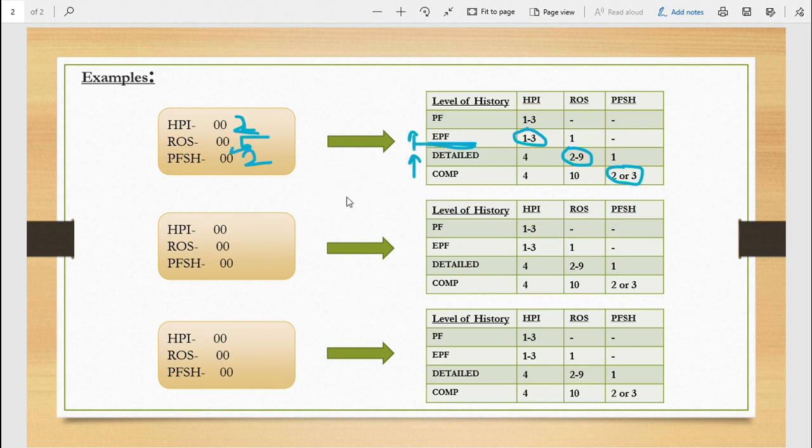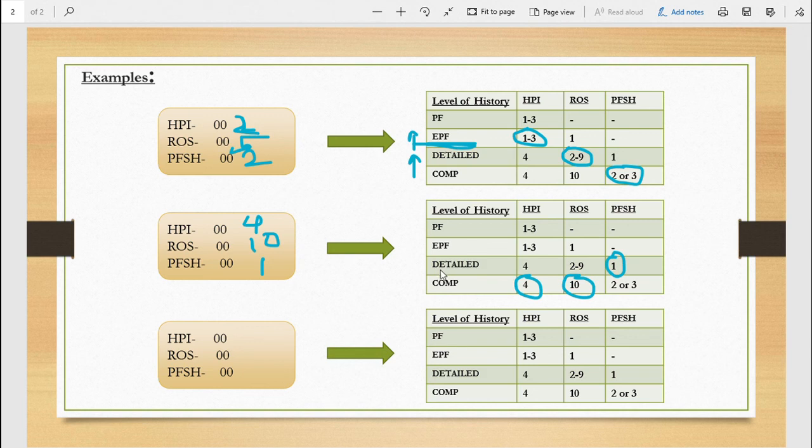In the second example, you can see HPI 4 points, ROS 10 points, and PFSH 1 point. Come to the table. HPI 4 points means we can think comprehensive. ROS 10 points, again comprehensive is possible. PFSH only 1 point you have, so not at comprehensive level, right? At least 2 are required. Because of PFSH, we have to go one step back. One step back means detail.